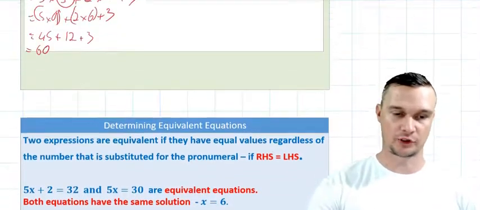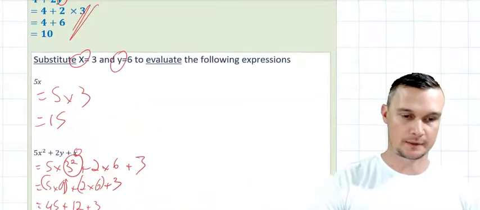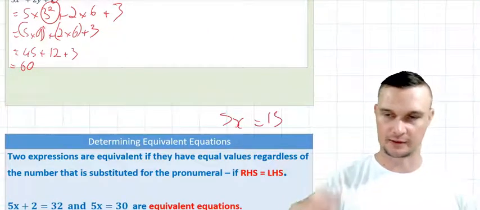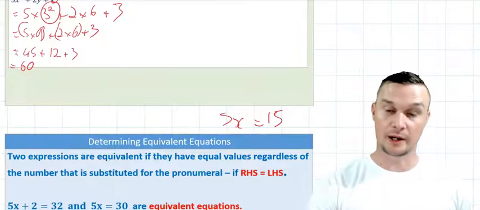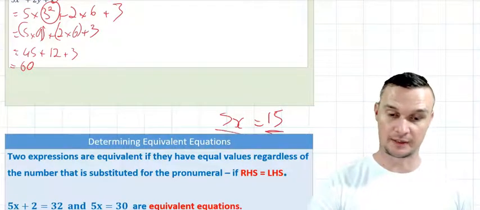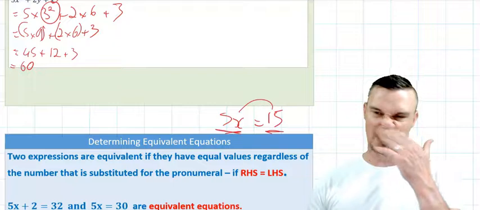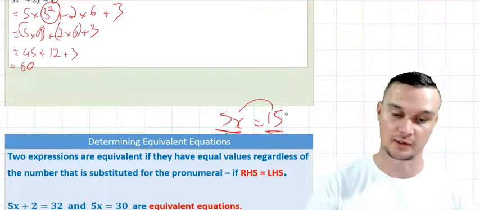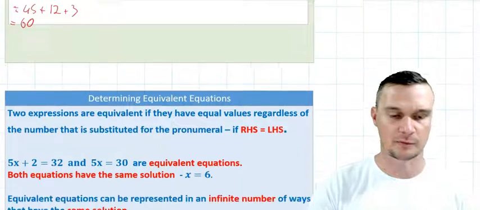So if we have an expression like this one, let's just say we've got 5x equals 15, and we have the right hand side and the left hand side. We want them to be equal, and we're going to adjust them because that's how we can help create an equivalent expression. But we'll write down a few definitions first before we get into that.